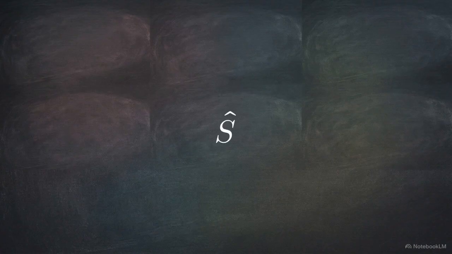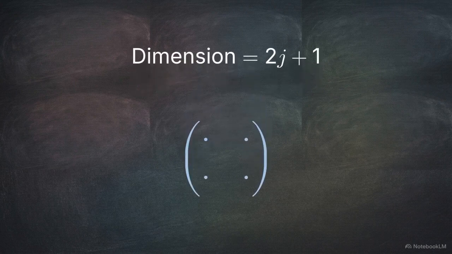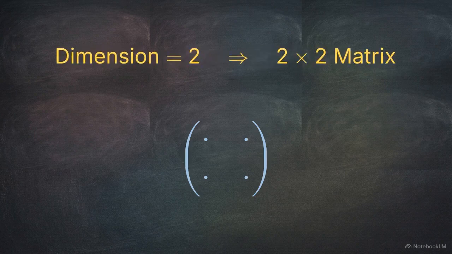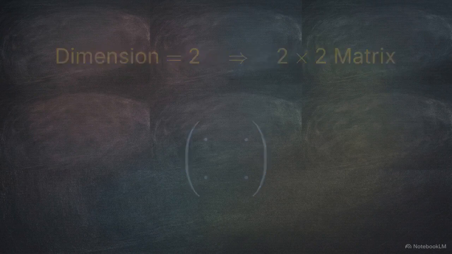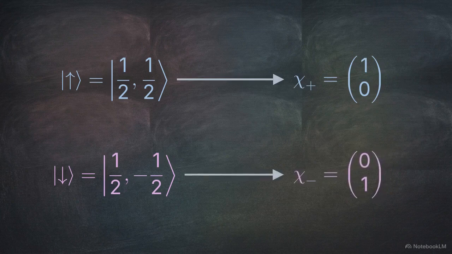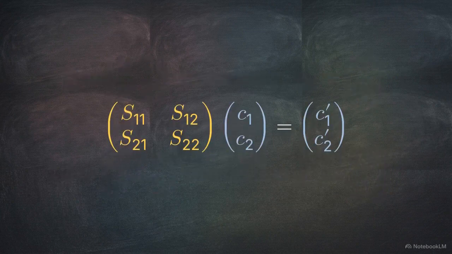To calculate actual experimental values, we translate these abstract operators into matrices. A quantum system containing 2j plus 1 states requires a square matrix of that exact dimension. For an electron, j equals 1/2. 2 times 1/2 plus 1 is 2. The abstract spin-up and spin-down kets morph into two-element column vectors, known as spinors. The operators acting on them must therefore be 2x2 matrices.